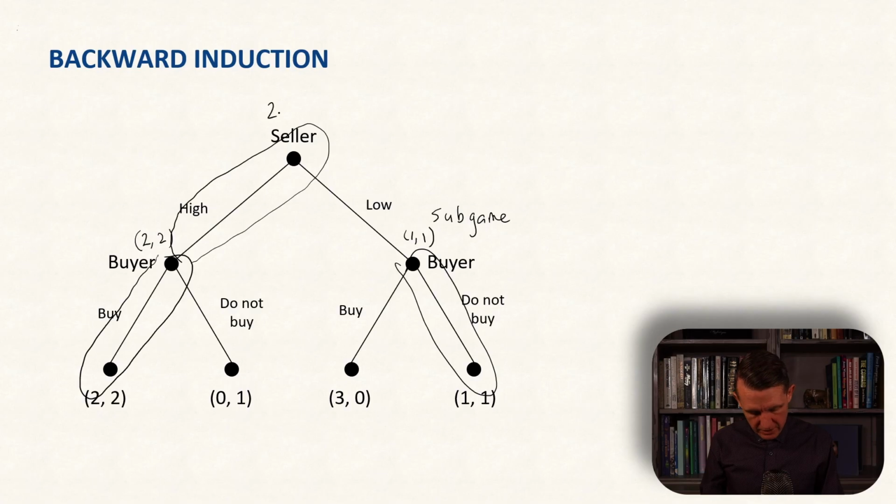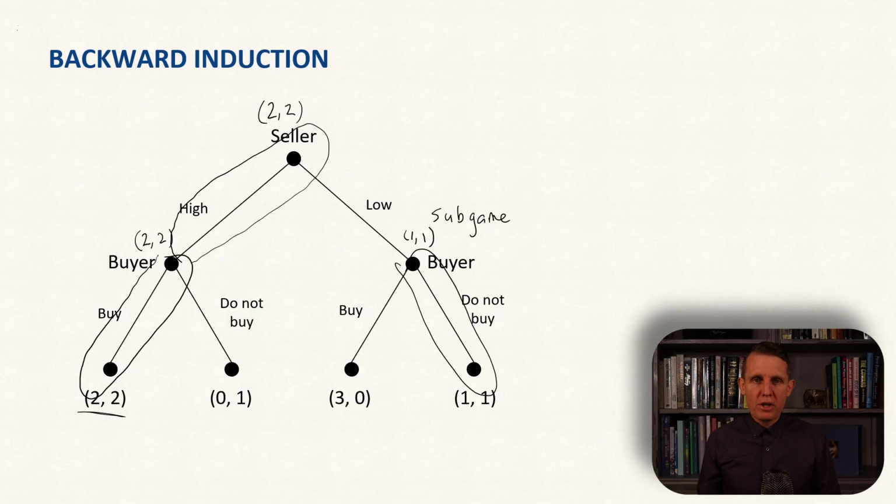Again, we backpropagate this value up to here, and what we see at this root node now is that the final outcome of the game will be 2-2 if both players are rational and self-interested. So you can see here the backward induction is the idea of solving each subgame at the bottom and recursively solving the subgame above it until we reach the root node.